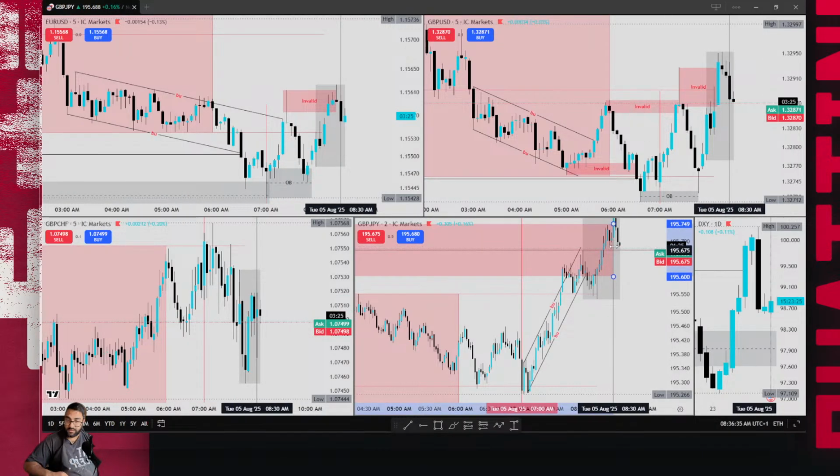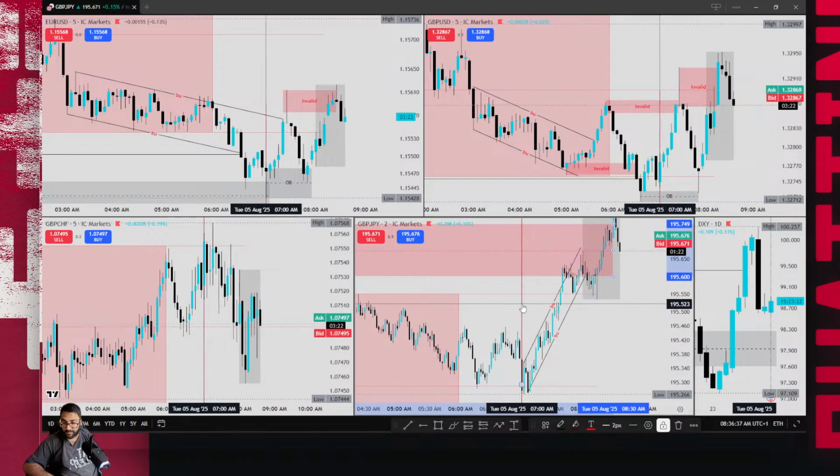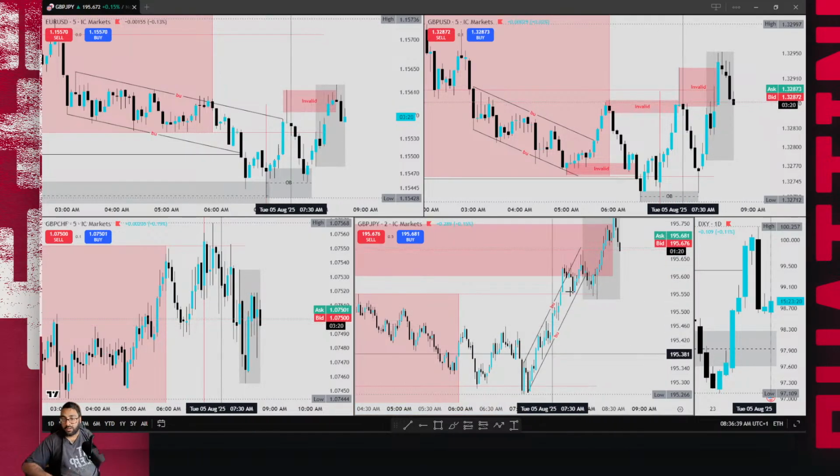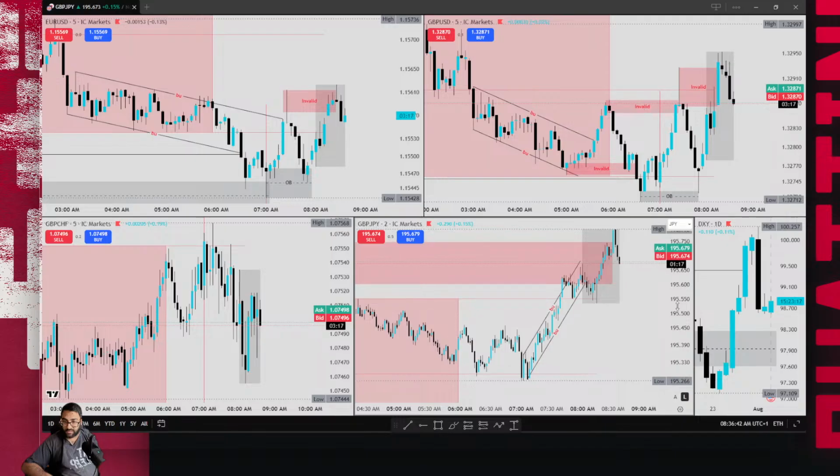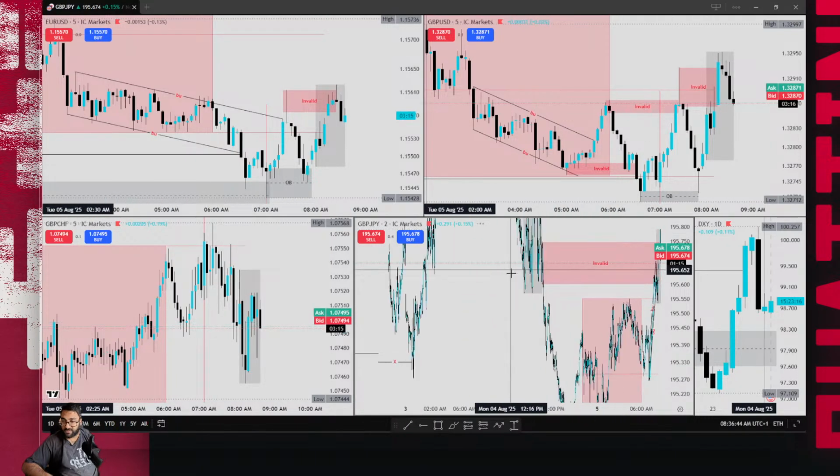Yeah, that zone's failed there now. Perfect. Now we got all of this liquidity to attack on the low side. So now we swept this high.